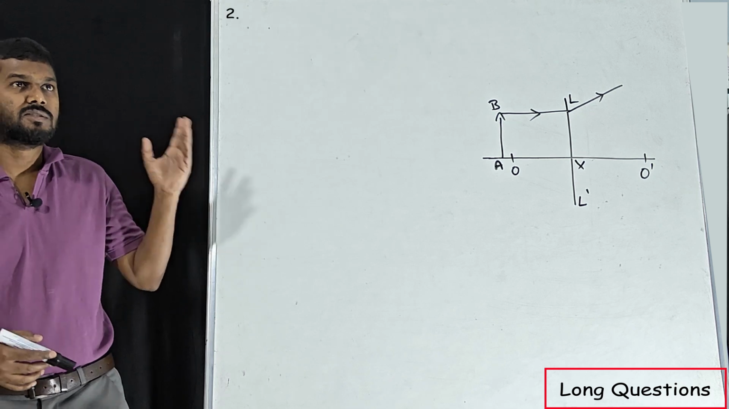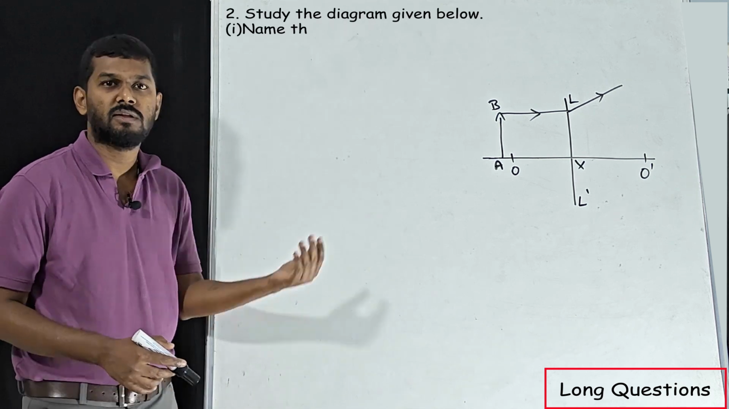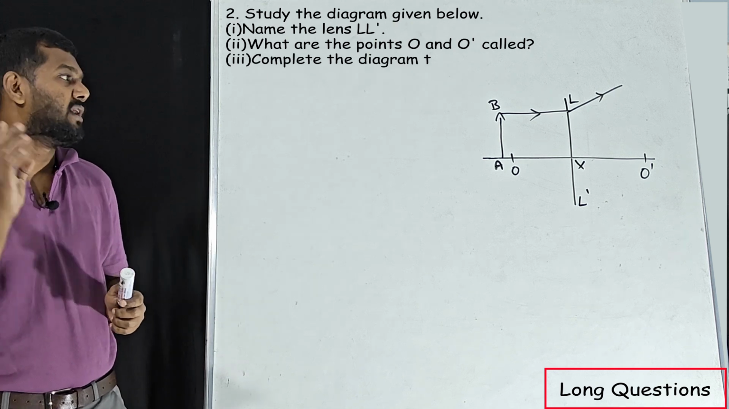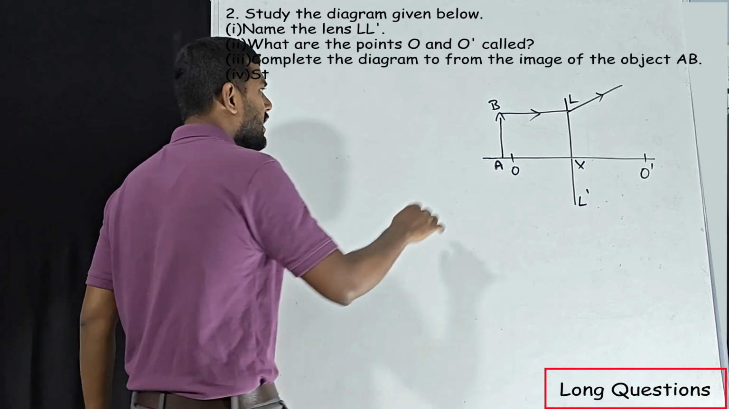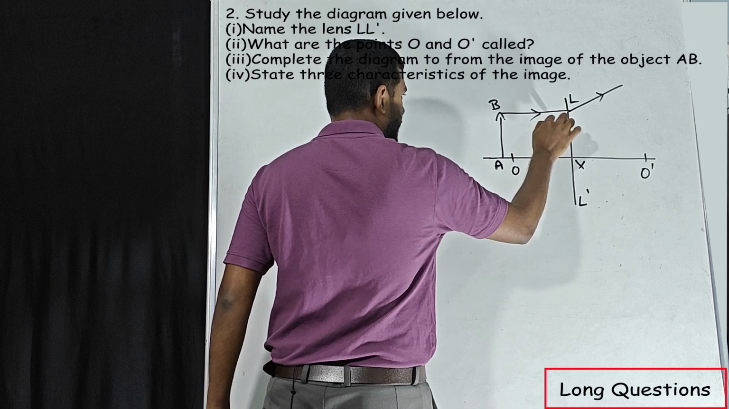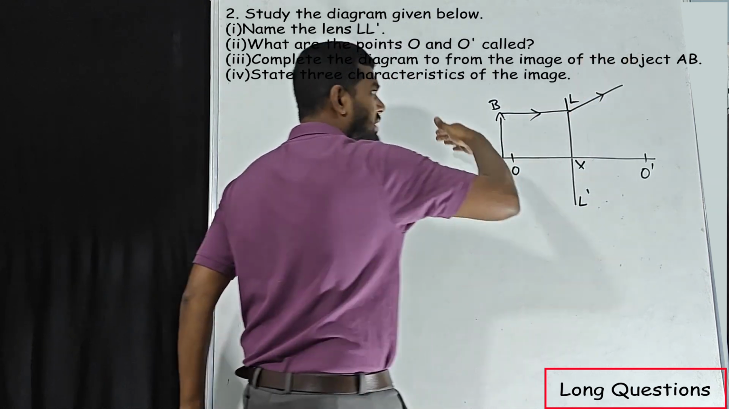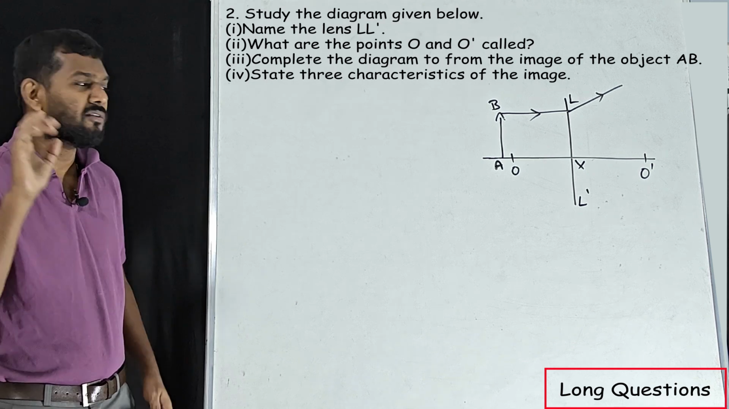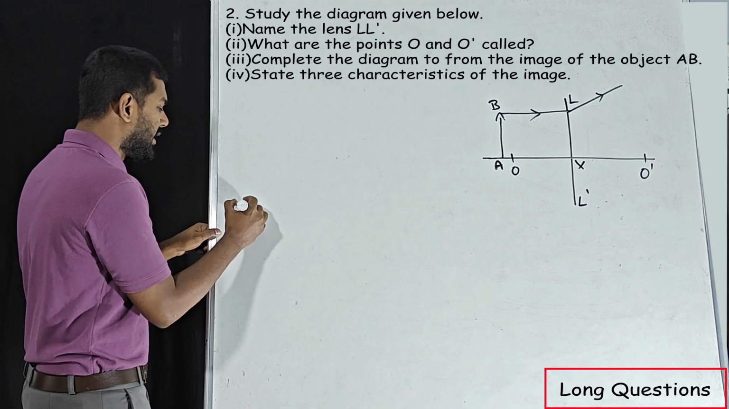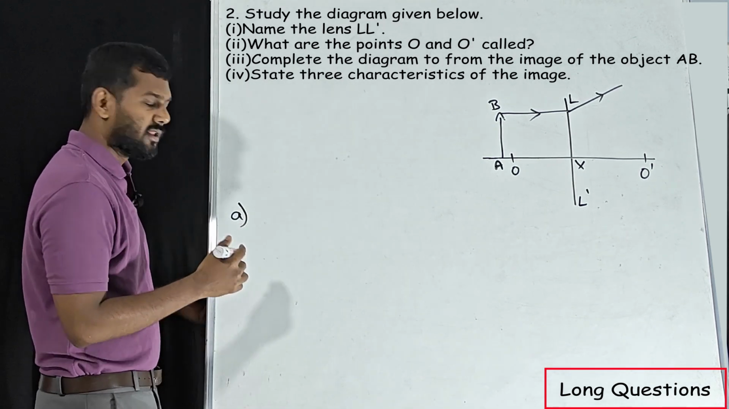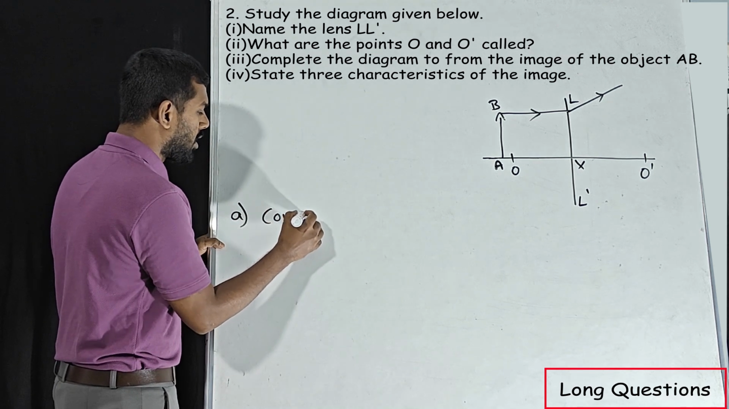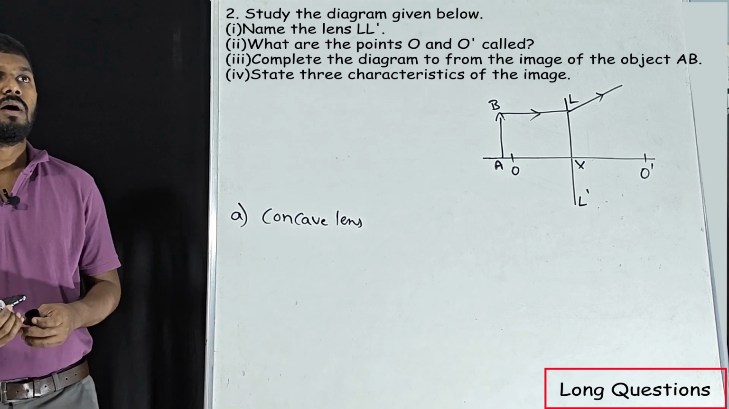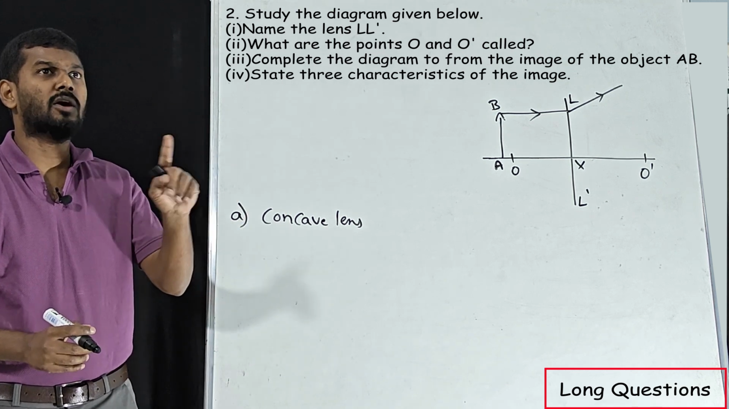Our next question: study the below diagram and answer the following questions. First, name the lens L dash. Here we can easily say the incident ray after refraction is diverging, going away from the principal axis. That means it is a concave lens. That is the only difference between the previous case and this case. So here, concave lens.